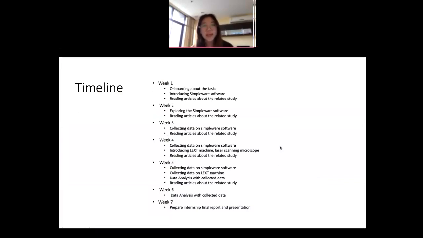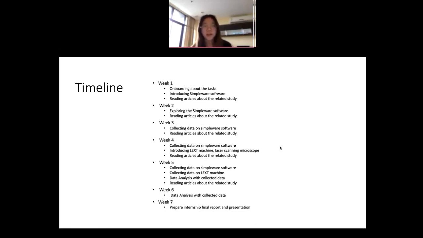So for the first week, I was onboarding about the task and introduced to the software I had to use here. And each week I had to read some articles about the related study. And in the second week, I started exploring the software. And in the next week, I started to collect data on that software.